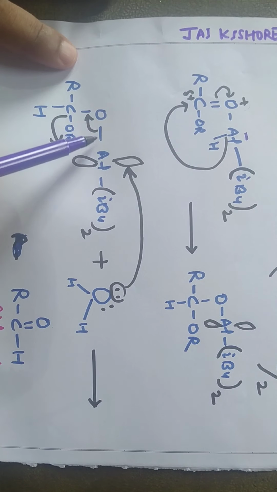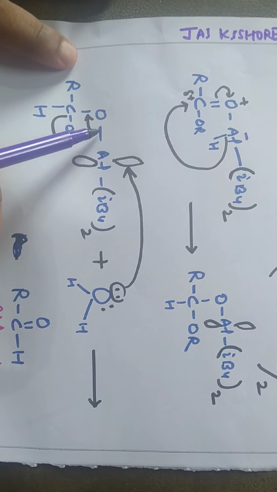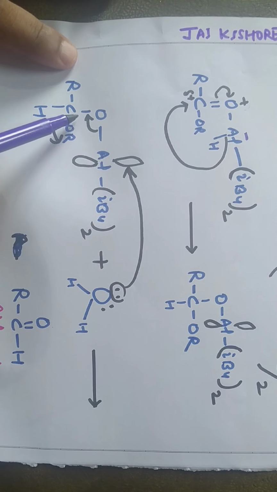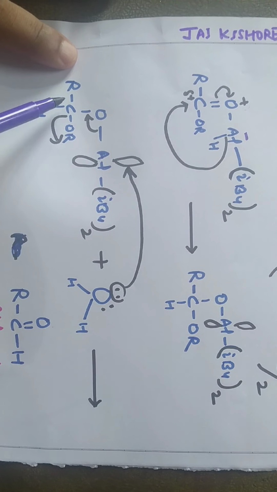These bonds will be converted into a double bond here, and if this bond shifts here, then carbon becomes pentavalent: 1, 2, and 3, 4, and 5 bonds. So at the same time, this OR group will leave its position; it acts as a leaving group.